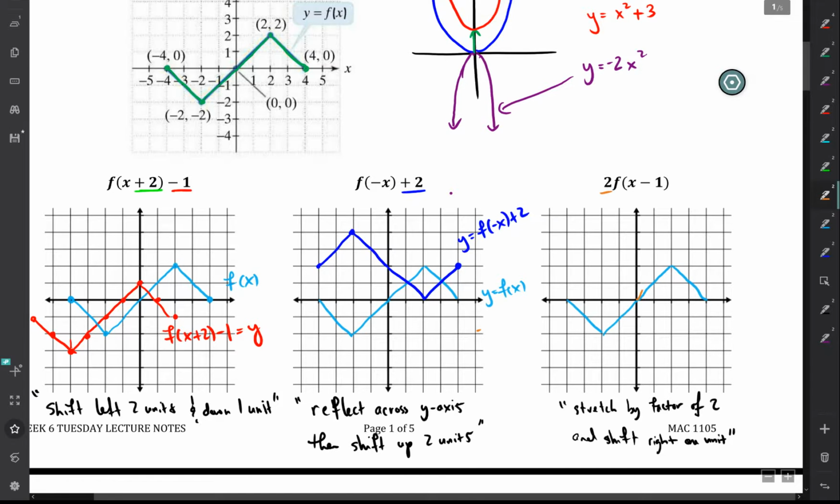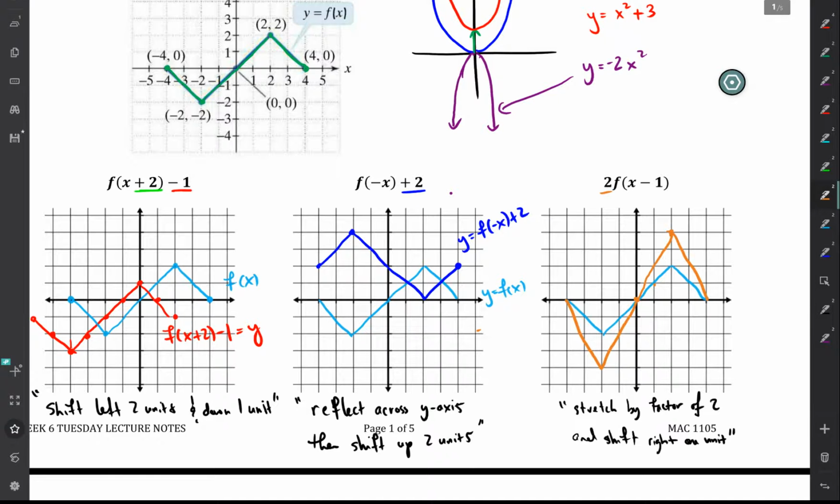So that means whatever my y value is, I'm going to multiply it by 2. So when my y value is 0, the new y value is still 0. When the blue y value is 2, the new y value is 4. When the light blue y value was 1, the new y value is 2. Okay? So that's this vertical stretching.